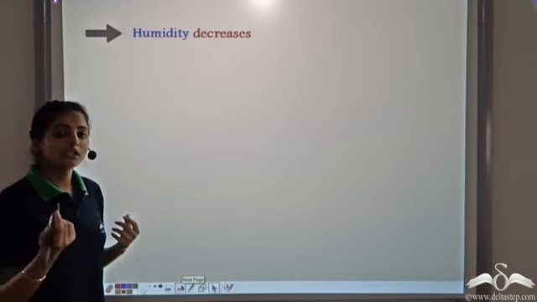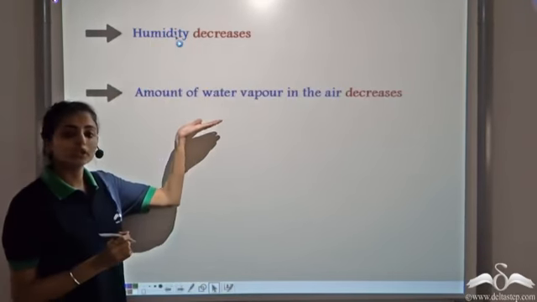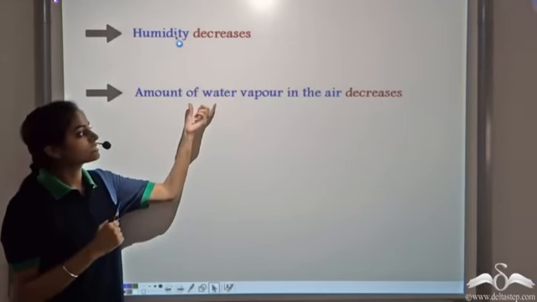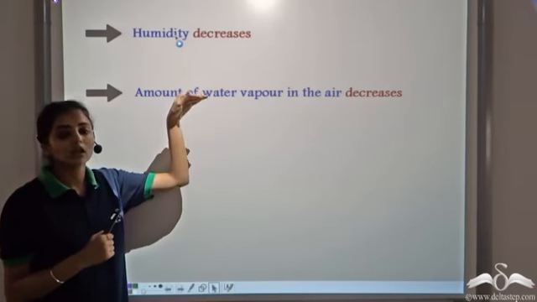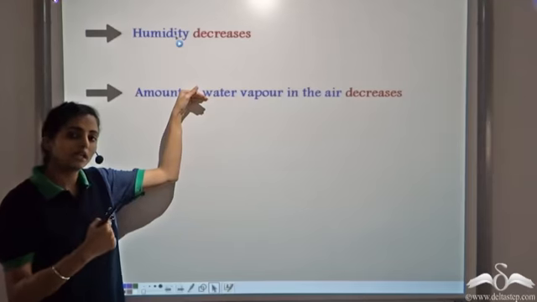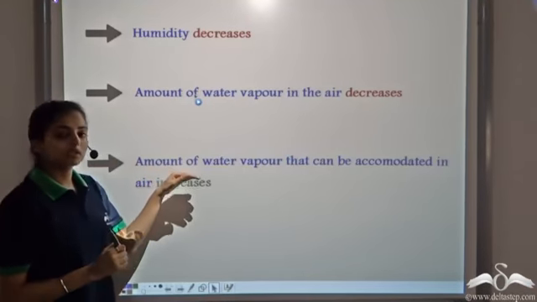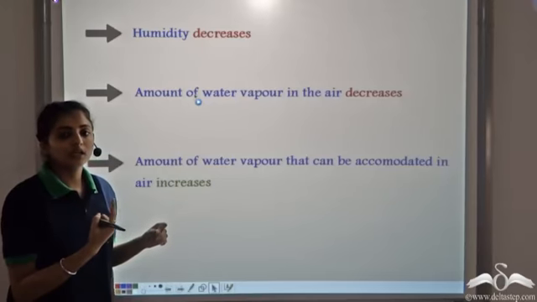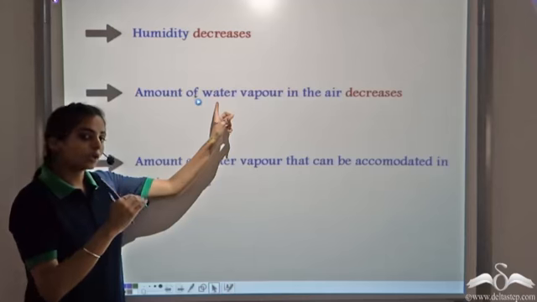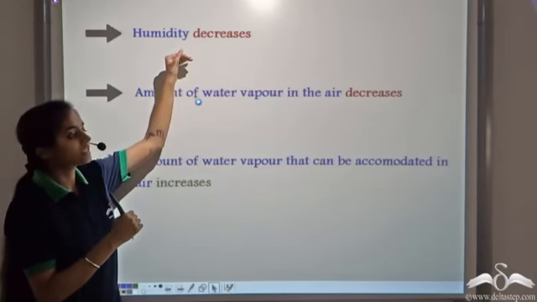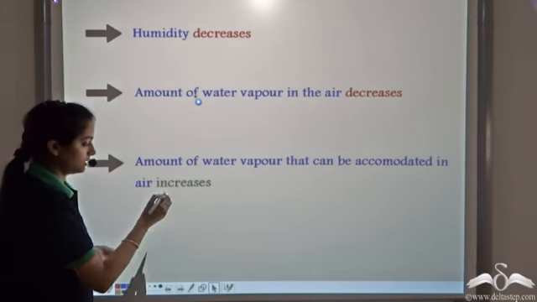So now as humidity decreases, what happens? The amount of water vapor in the air decreases, since the amount of water vapor is a measure of humidity. If that takes place, the amount of water vapor that can now be accommodated in the air increases, since the amount of water vapor already in the air is less because it's less humid. Therefore, more and more water vapor can be accommodated in the air.